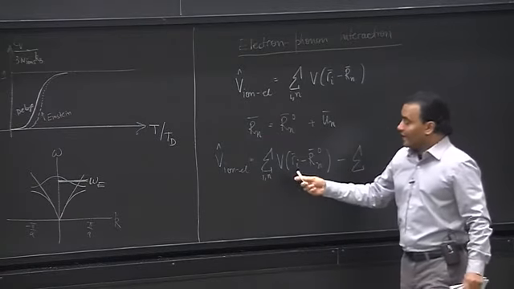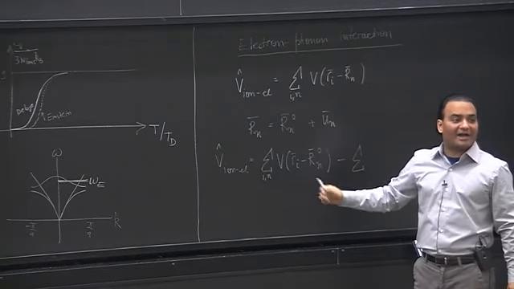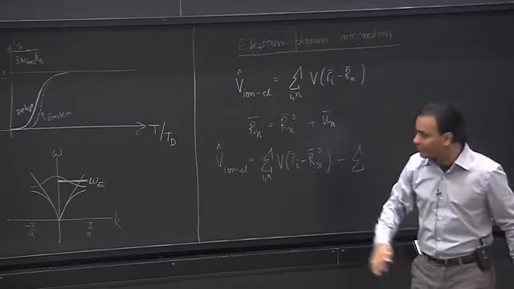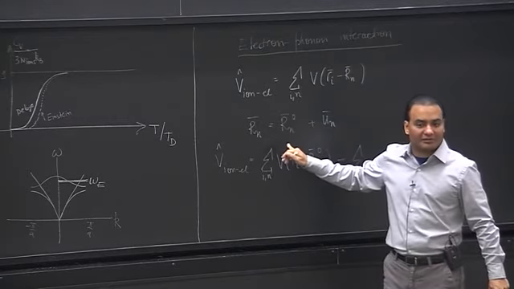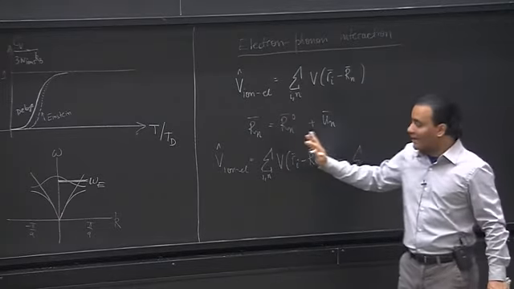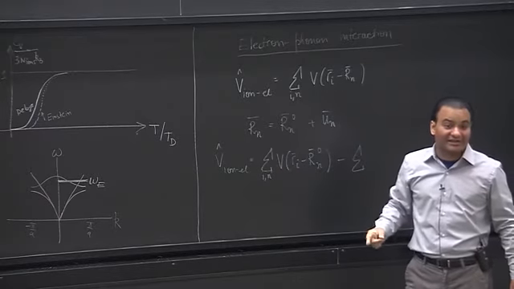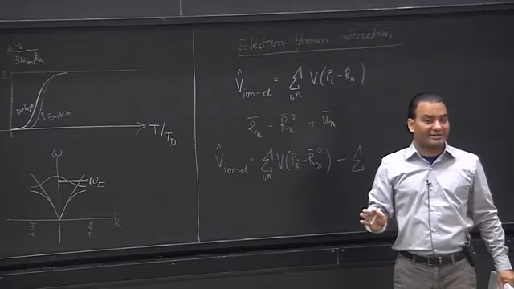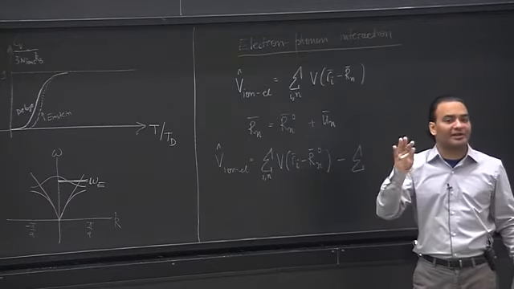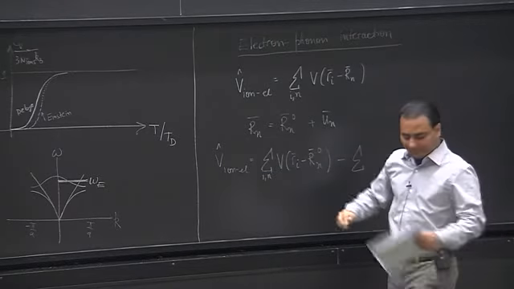Now keep in mind, I am calling this V, but this is not the ion-ion interaction. Using the ion-ion interaction, we can figure out these values of Rn naught. So now we know the equilibrium positions Rn naught, and at those positions the potential corresponding to ion-ion interaction is minimized. But this is a different potential. This is the potential for interactions between electrons and ions. And now I'm Taylor expanding this potential.